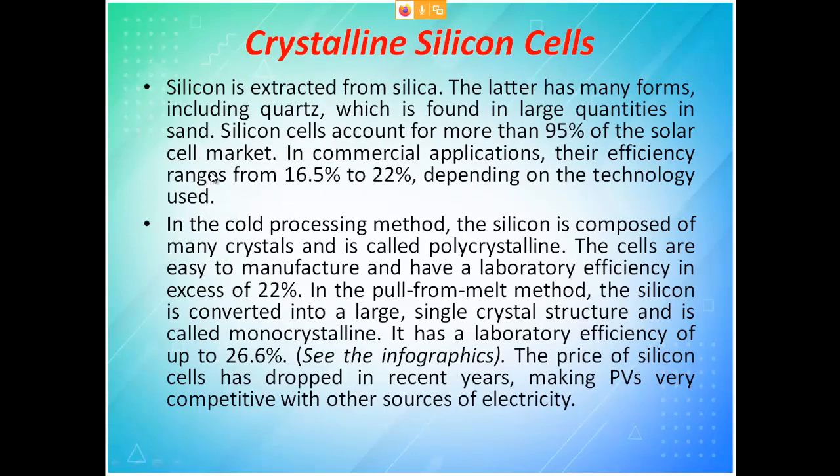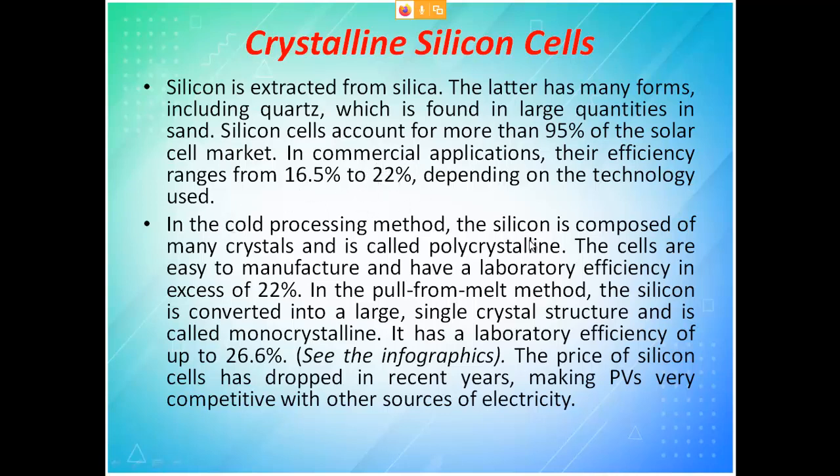So crystalline, I told there are two types. One is extracted from silica, later formed, including quartz, which is found in large quantities in sand. Silica cells account for more than 95% of the solar cell market. In commercial application, the efficiency ranges from 16.5 to 22. This is the maximum, depending upon the technology.